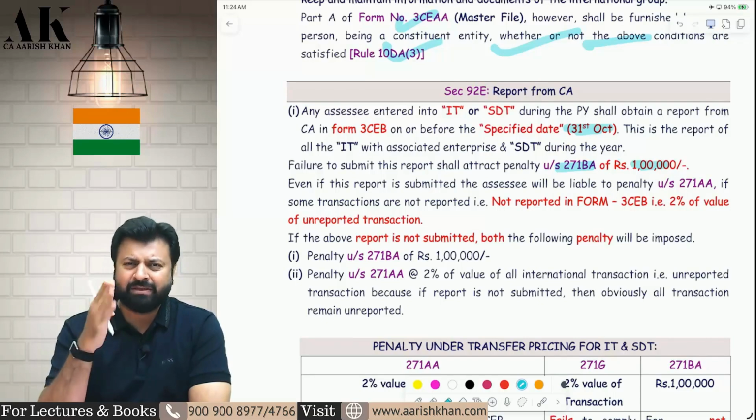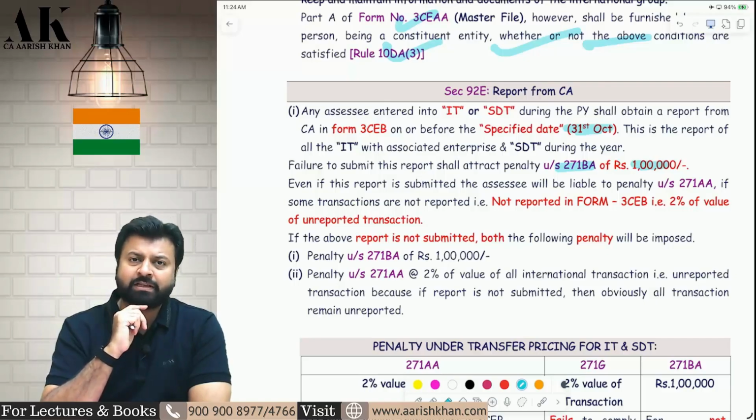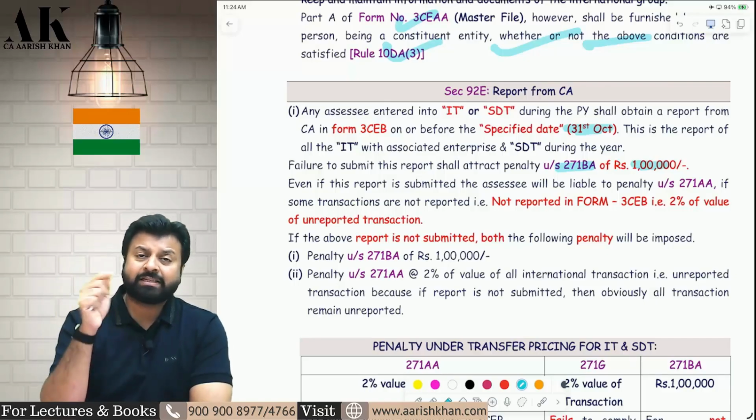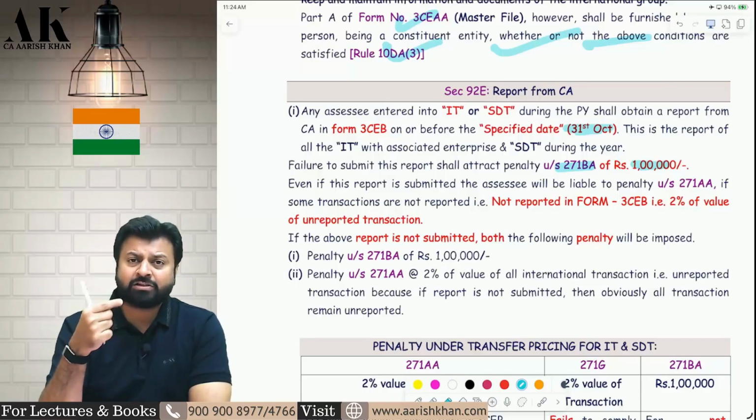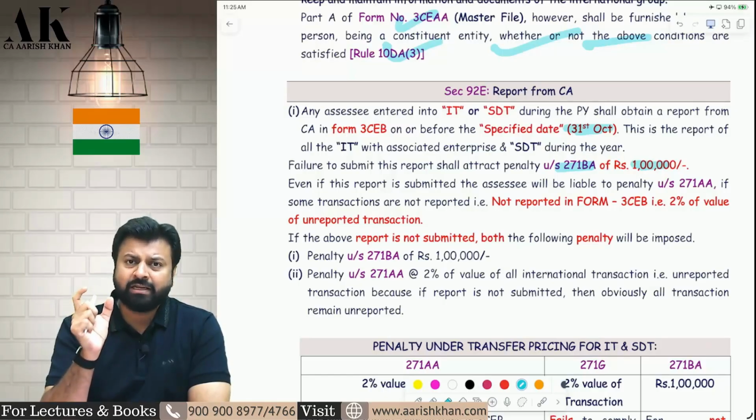So, what is Form 3CB? Form 3CB contains the list of all international transactions and specified domestic transactions, through which the assessing officer comes to know that these are the international and domestic transactions which the assessee has done, on which transfer pricing is applicable. So, it's a list of all the transactions. If you fail to give that particular list, then there is a penalty of 1 lakh rupees.